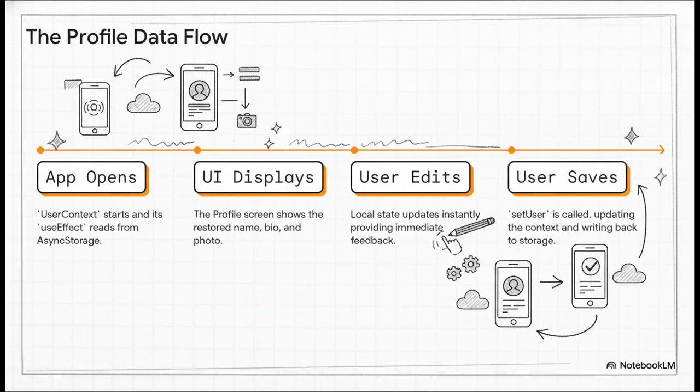Let's just walk through that whole data flow one last time. The app opens, and our context starts loading data from storage. The UI waits, then it displays the restored profile. As the user edits, that fast local state gives them instant feedback. When they hit save, the global context gets updated, which then writes the data right back to storage for the next session. It's a perfect, complete little loop.